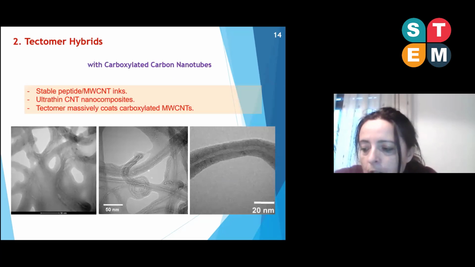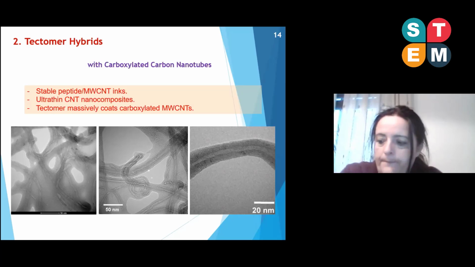In contrast, when using carboxyl surface modified multi-wall carbon nanotubes, uniform and stable water dispersions were obtained with both biantennary 2T and tetraantennary 4T tectomers. TEM and AFM studies show extensive peptidic coating on the carboxylated carbon nanotube surface. In addition, these figures reveal that tectomers adapt to the nanotube curved surface.